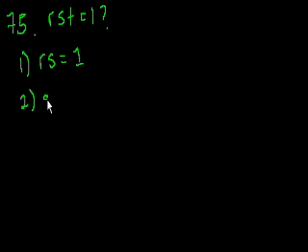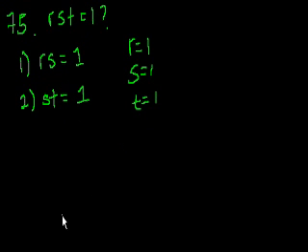Statement 2 tells us ST is equal to 1. Well, I could show that even if we have both of these statements, we still can't prove this. For example, I can come up with a scenario that meets both statements where this is true. What if R is equal to 1, S is equal to 1, and T is equal to 1? Then we can make both of these statements true. So then definitely RST is equal to 1. But let me see if I can construct something where this doesn't hold up.